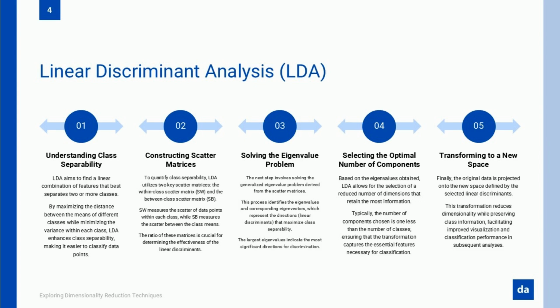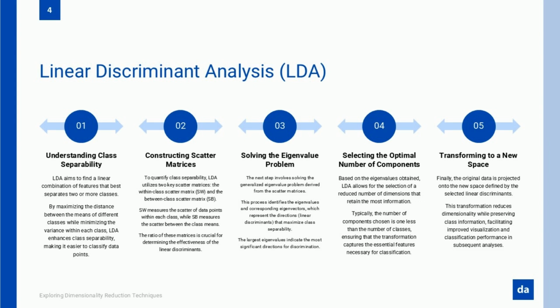Once that's done, LDA moves on to selecting the optimal number of components. Typically, it reduces the data to one fewer dimension than the number of classes. So if you're working with 3 categories, you'll end up with 2 dimensions. This ensures you're preserving the essential information needed to distinguish between the groups without keeping unnecessary noise.